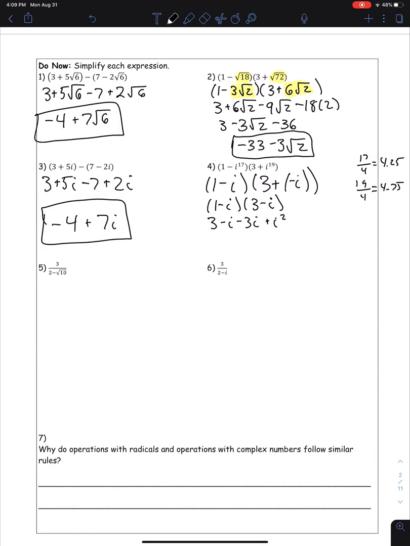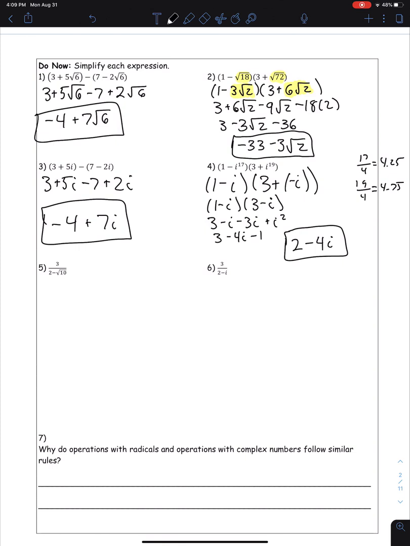Let's continue to simplify. So that would be 3. I'm going to add those i's together. Negative 1i minus 3i is negative 4i. And then i squared is negative 1, so we minus 1. And combine the last two like terms. 3 minus 1 is 2, so it'll be 2 minus 4i. So very similar process so far.